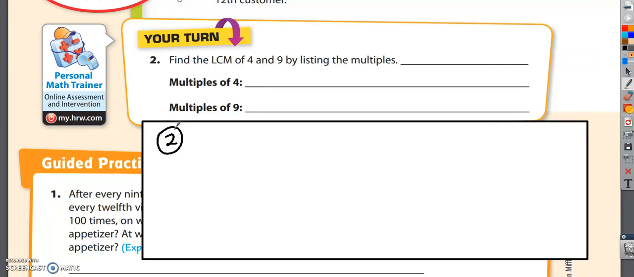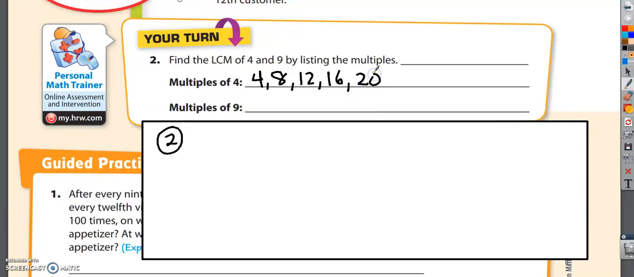Alright, the directions for number 2, your turn, say find the LCM of 4 and 9 by listing the multiples. So the first thing you're supposed to do is list the multiples of 4. I'm just going to work right on here. So the multiples of 4 include 4 times 1 is 4. 4 times 2 is 8. 4 times 3 is 12. 4 times 4 is 16. 4 times 5 is 20.